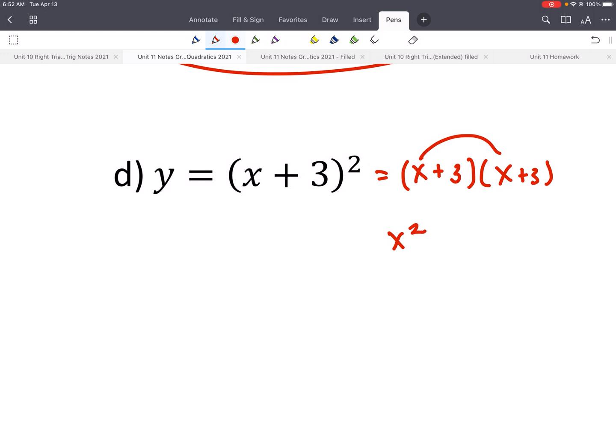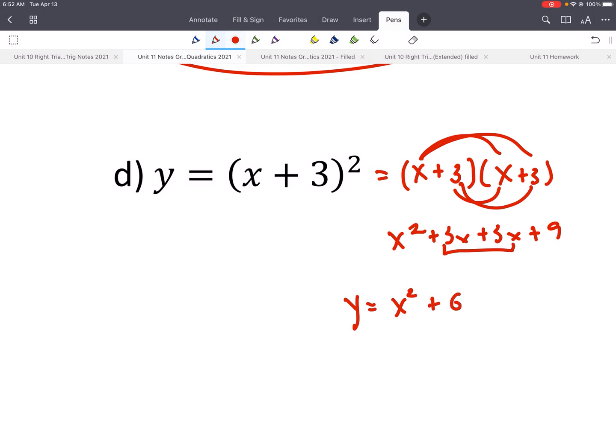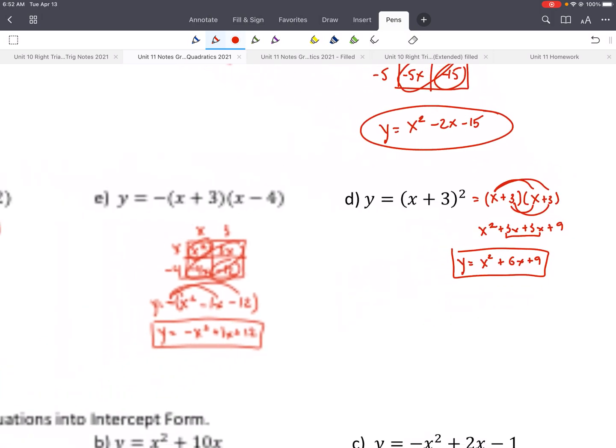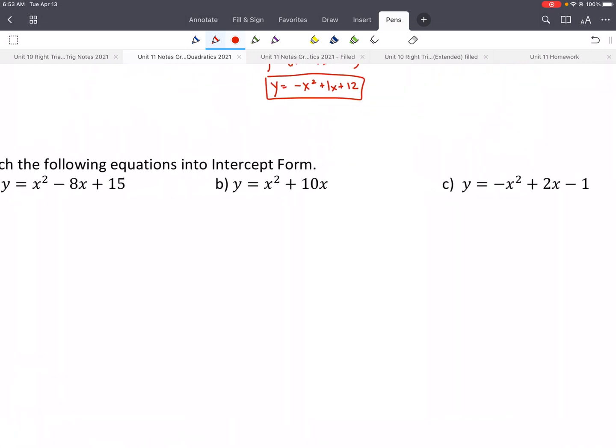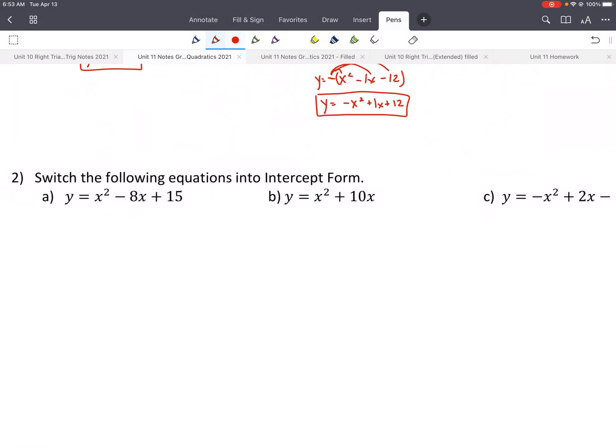We'll get x squared. Here we get plus 3x, another plus 3x, and then a plus 9. So we'd get y is equal to x squared, combine like terms, and we're good to go. So this is switching from intercept to standard form by using the distributive property. All right, and now we're going to do a couple examples of going the opposite direction, going from standard form to intercept. Again, to do that we need to factor.